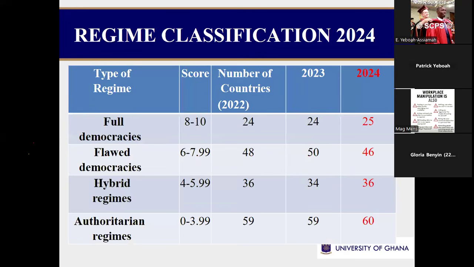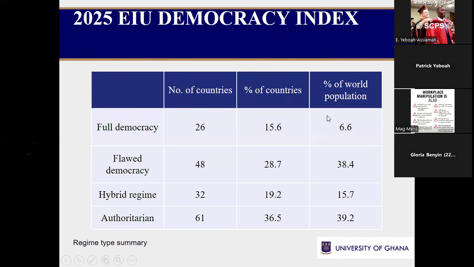So a flawed democracy is also a democracy. Sometimes when we want to know the democracies in the world, you put the full democracy and the flawed together. Let's use the latest figures. If we want to know how many countries are democracies, you add 26 to 48. What do you get?